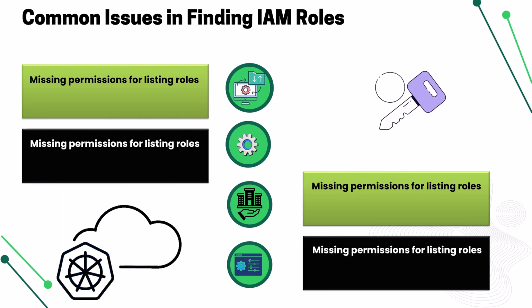Finding IAM roles should be easy, but things can go south fast. Sometimes permissions block access, or users mix up roles with users. It happens to the best of us. Filters can be too strict, and roles might not propagate correctly across services. The solution: know what you're searching for and make sure your permissions are on point.